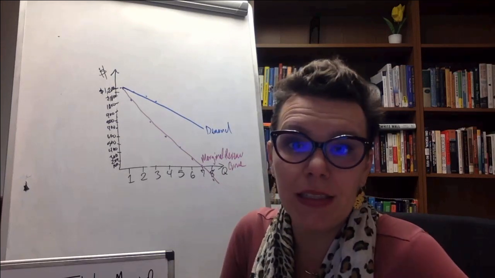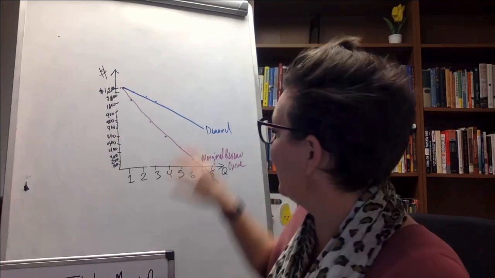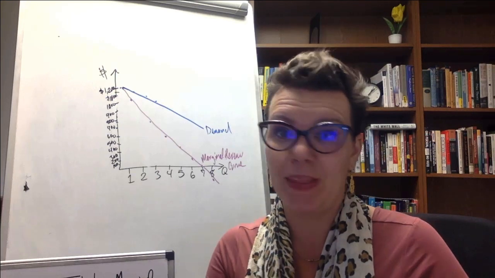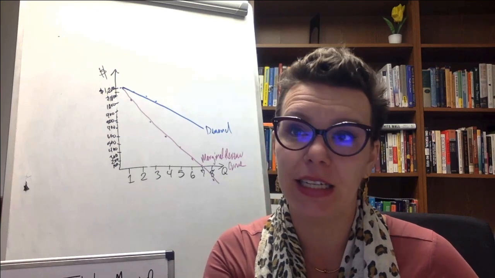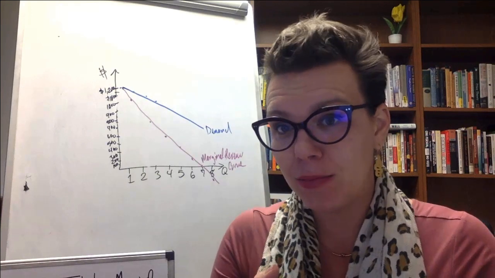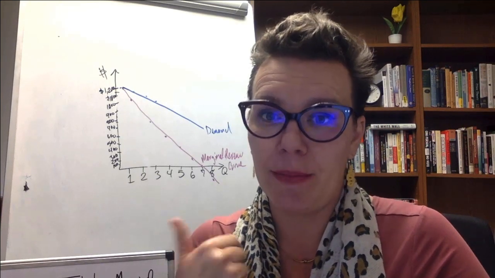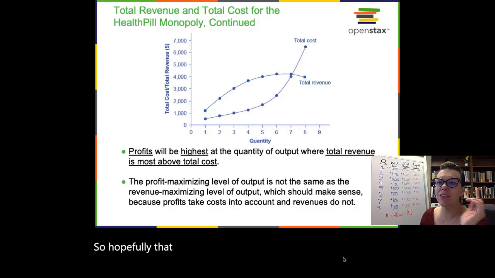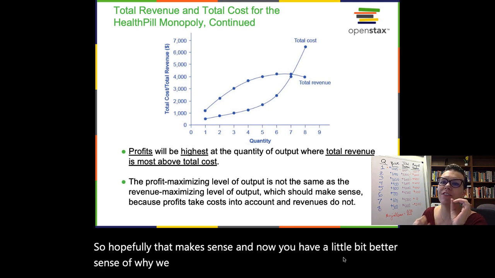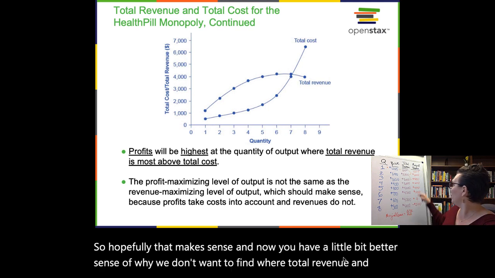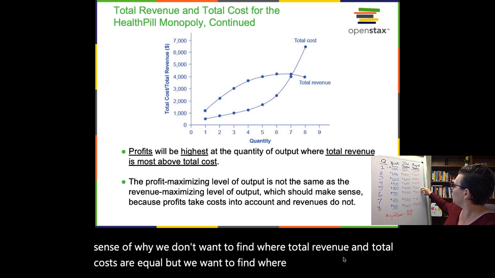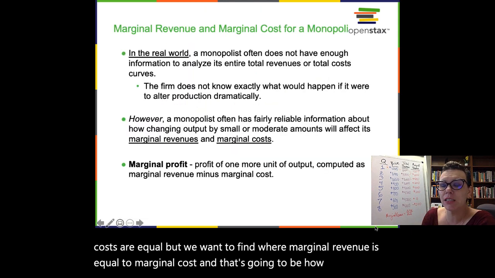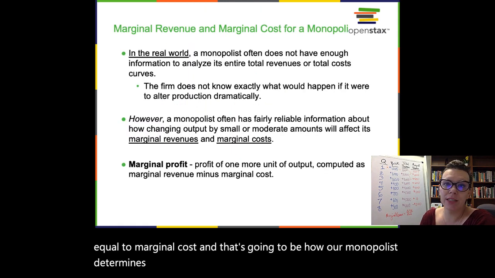So with the monopolist, they're not going to be a price taker. They're going to see that demand curve, and so their marginal revenue is going to be downward sloping. That's the big idea. That's the really, really big idea here when we think about them being a profit maximizer and setting their quantity and price. Okay? Cool. So hopefully that makes sense. And now you have a little bit better sense of why we don't want to find where total revenue and total cost are equal, but we want to find where marginal revenue is equal to marginal cost. And that's going to be how our monopolist determines their profit maximizing point.